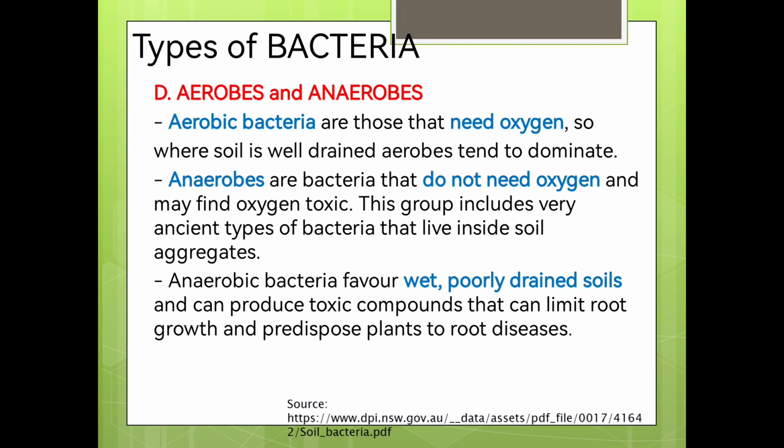Then we also have the aerobes and the anaerobes. So, na-mention ko nga kanina, yung aerobic bacteria are those that need oxygen. So, where the soil is well drained, aerobes tend to dominate. Anaerobic naman ay yung hindi nangangailangan ng oxygen and may find oxygen toxic. And this group includes very ancient types of bacteria that live inside soil aggregates. Anaerobic bacteria favor wet, poorly drained soils and can produce toxic compounds that can limit root growth and predispose plants to root diseases.